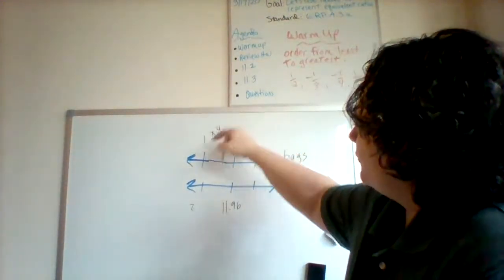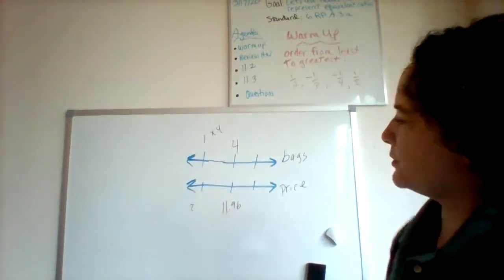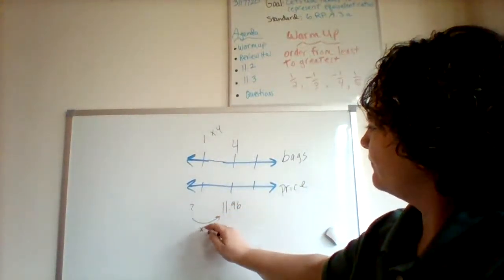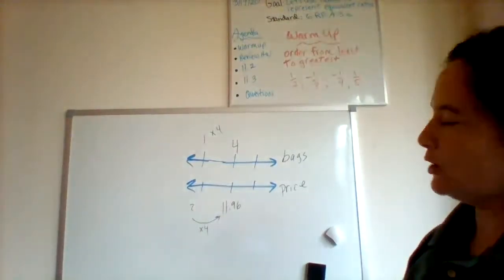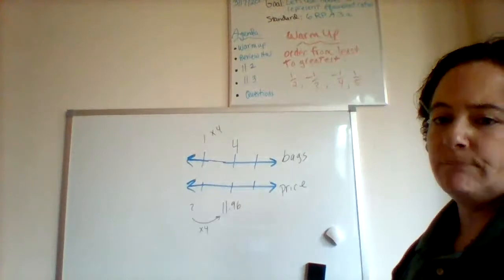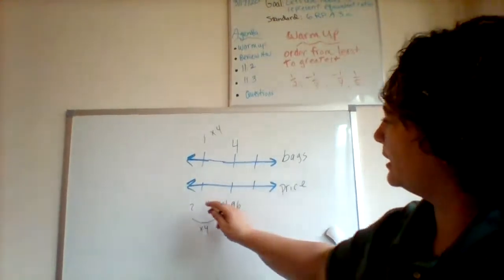1 times 4 is 4. What number times 4 is 11.96? And if you're not sure, just divide 11.96 by 4. What do you get? You should get $2.99 like Angelica said.